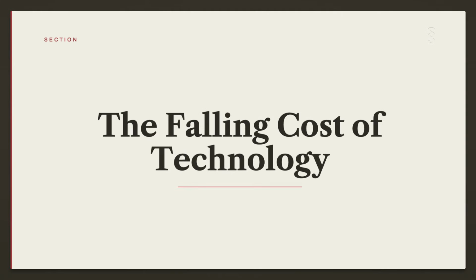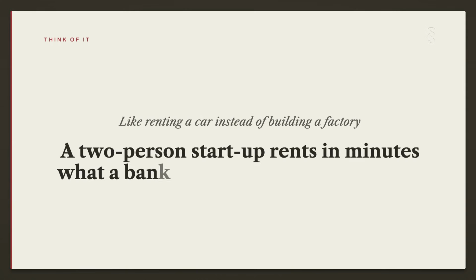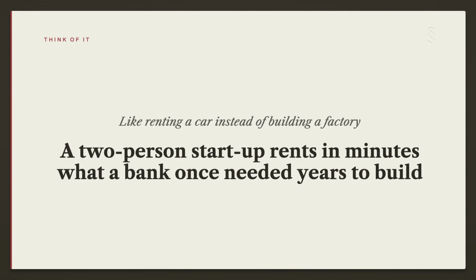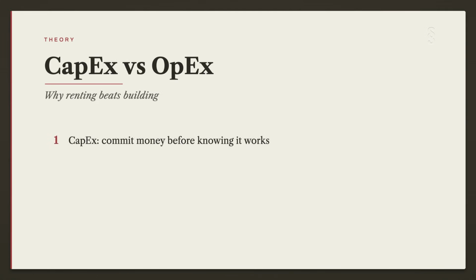Once, building financial technology meant buying servers, leasing facilities, and hiring engineers for years before serving a single customer. That capital requirement was itself the barrier to entry. Computing power has become dramatically cheaper over decades. A capability that once demanded a massive capital budget can now be rented by the hour, converting a huge upfront cost into a small ongoing expense. Capital expenditure requires committing money before knowing whether an idea works, while operating expenditure scales with usage. So a failed experiment costs almost nothing.